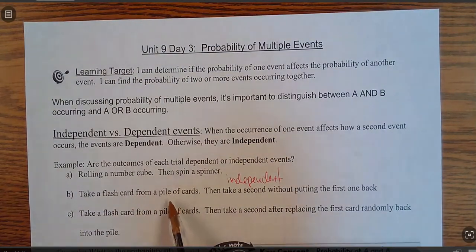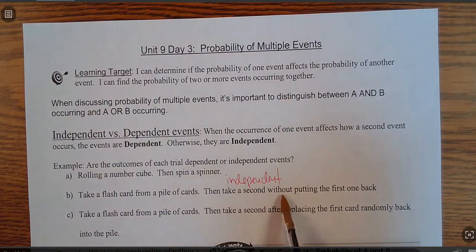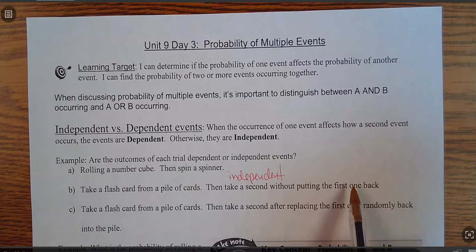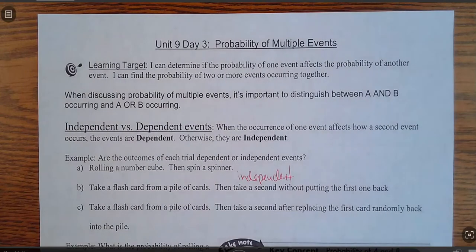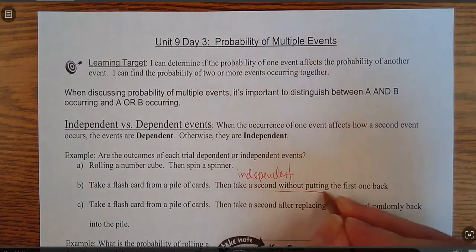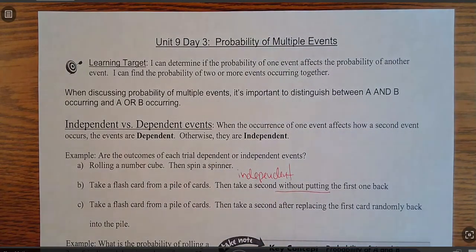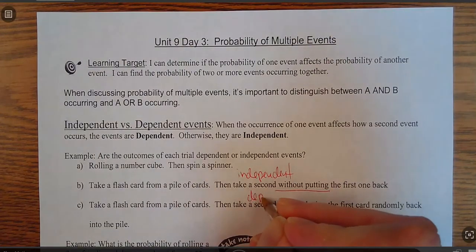I take a flashcard from a pile of cards, then I take a second one without putting the first one back. Say there are 10 cards, and 5 of them are red and 5 are blue. I pull a red one out and don't put it back. When I go to take the second card, there are only 9 cards left, and only 4 red ones. So there were 5 out of 10, now there's 4 out of 9. Suddenly the probability changed. So when I do not replace the first one, that does affect the second event. The card's missing, so everything changed. Those are dependent events.